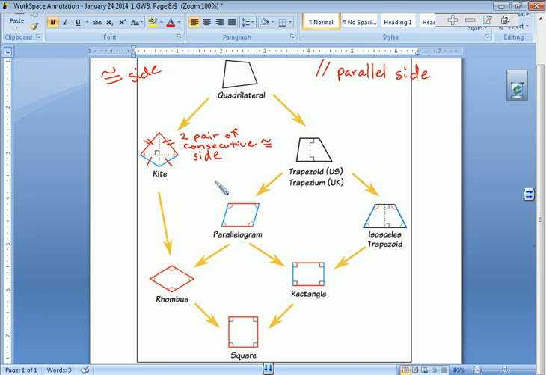Now, what have we talked about in the past 3 days that would prove congruent sides? What can we use? Good. The distance formula.